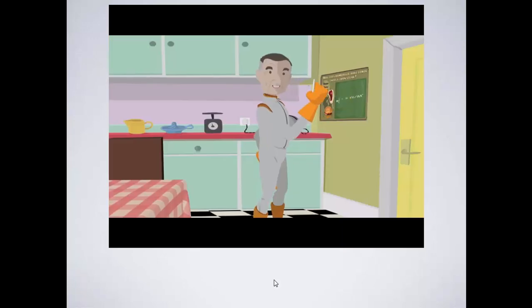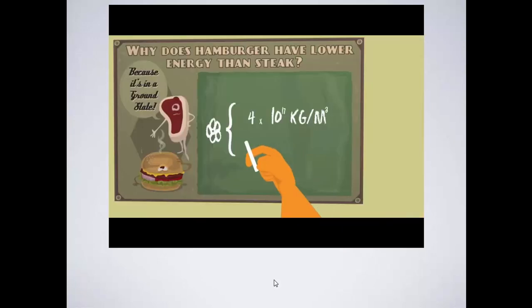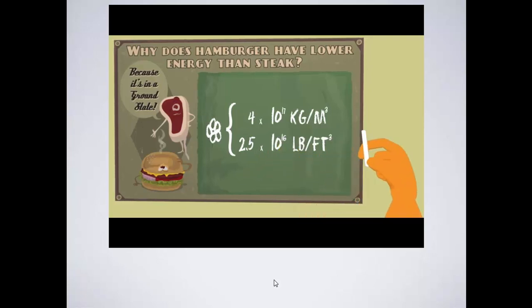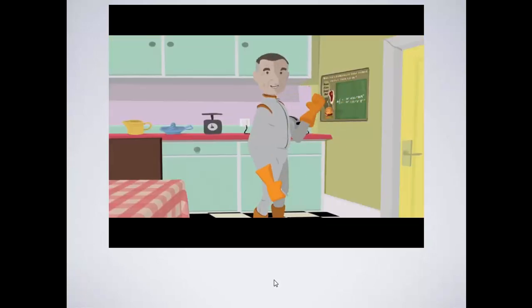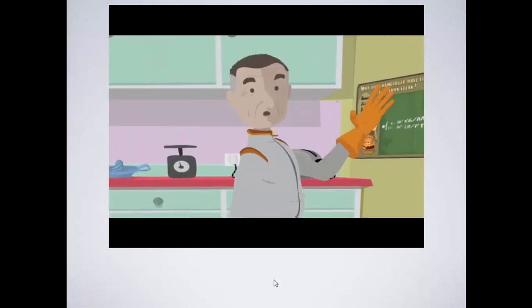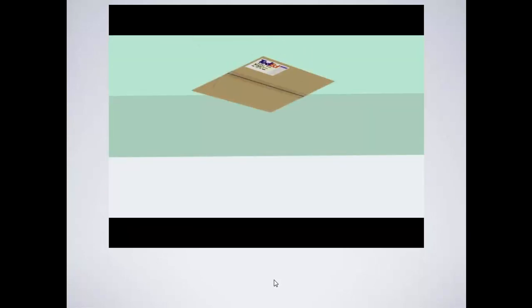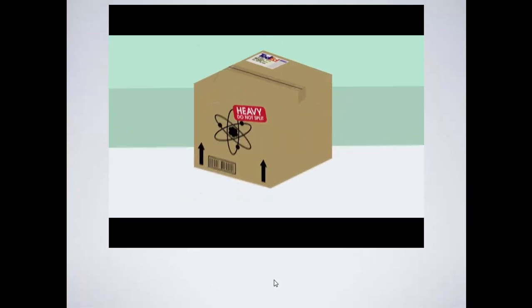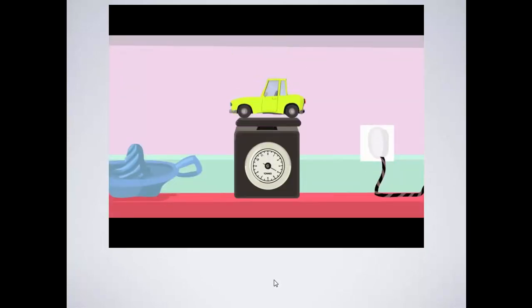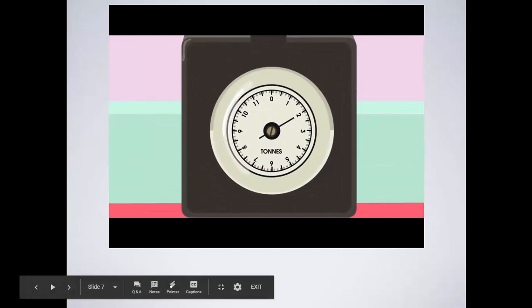But that's hard to visualize. Okay, I'll put it in English units. 2.5 times 10 to the 16th pounds per cubic foot. Okay, that's still kind of hard to figure. Okay, here's what I want you to do. Make a box that is 1 foot by 1 foot by 1 foot. And let's go and grab all of the nuclei from a typical car. Now, cars on average weigh 2 tons.